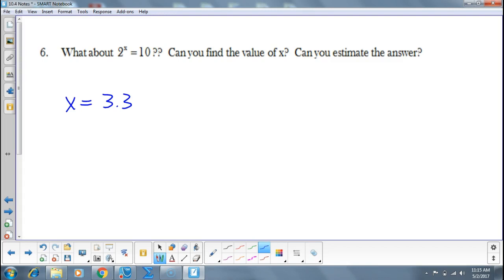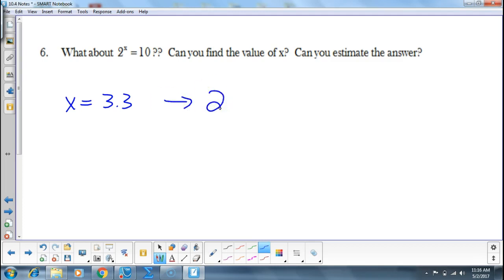You put the x power of 3, it would equal 8, so you know it has to be a little bit larger than 3 for that power. How do you know it's not 4? Because if you put 4 in there, it would be 16. So 10 is between 8 and 16, and it's closer to 8 than it is to 16. Okay. All right. So if you put 3.3 in there, what do we get?